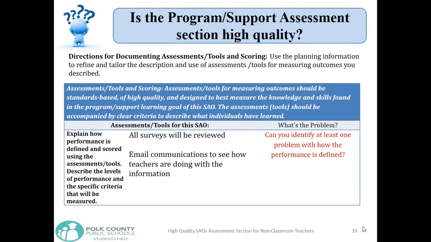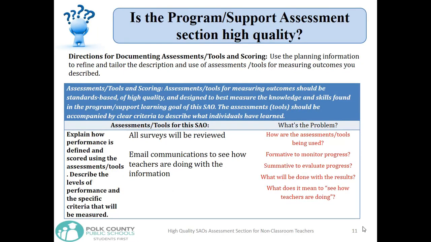The assessment section of the SAO program support template also expects the explanation of how performance is defined and scored. Based on the way the rubric section is written, it does not demonstrate high quality. Can you identify at least one reason? Although the program provider has recorded that the assessments and tools are being reviewed, it is unclear how they are being used to determine performance. What is being done with the results?